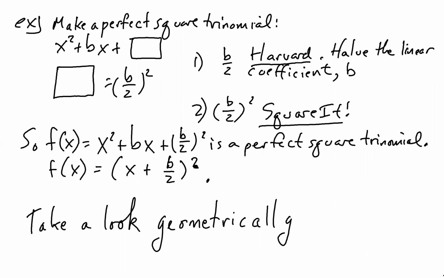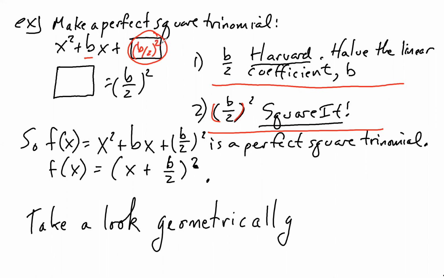Now let's make a perfect square with just x squared plus bx. What would go in the box? Well, we're going to take our linear coefficient b, we're going to halve it, and then we're going to square it. So it becomes b over 2, in parentheses, squared. So f of x is x squared plus bx plus b over 2 squared. That's a perfect square trinomial, and its factors are x plus b over 2 times x plus b over 2.